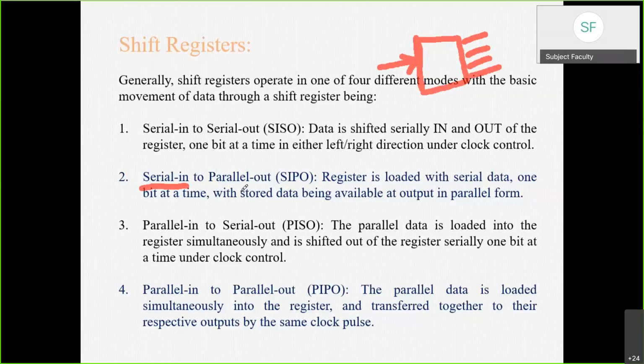So serial in parallel out means only one input will be there, and the data will be going in serial fashion, but the output you can take as a parallel combination. So this is what is meant by serial in and parallel out shift register. The same thing has been explained here: the register is loaded with the serial data, 1 bit at a time, with stored data being available at the output in parallel form.